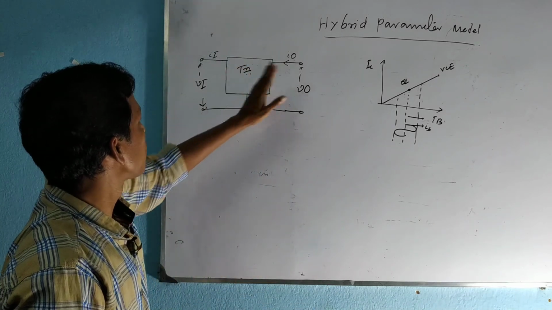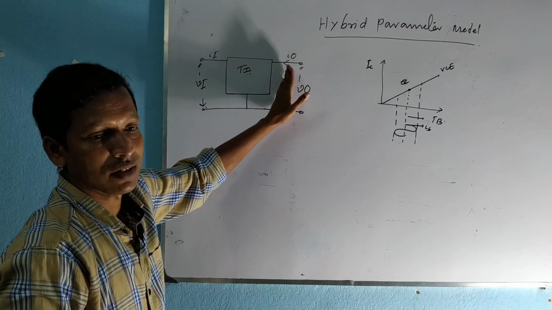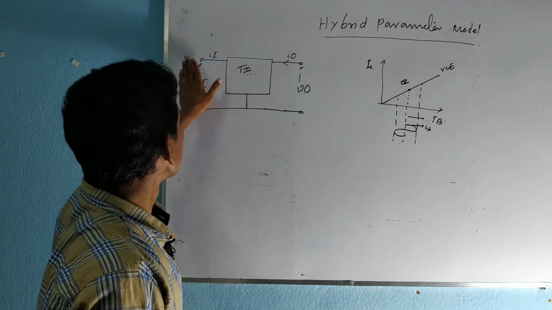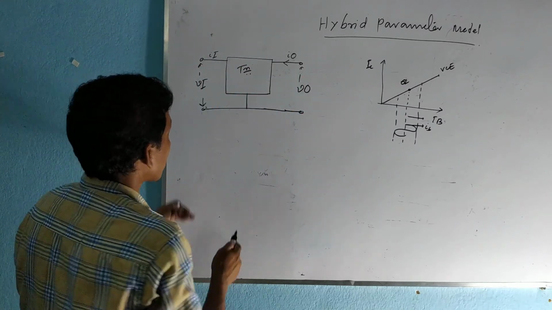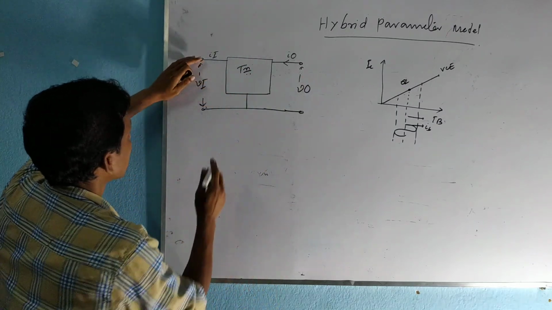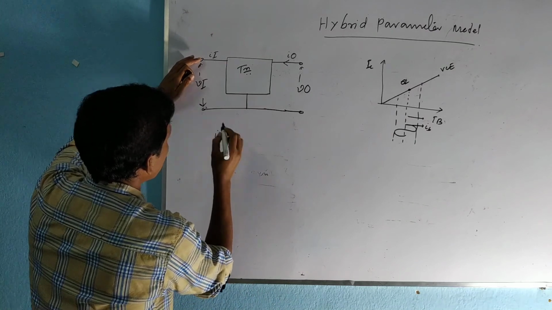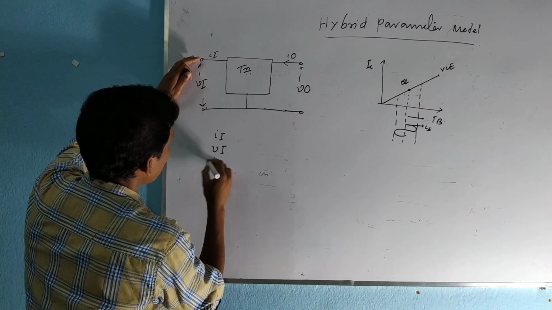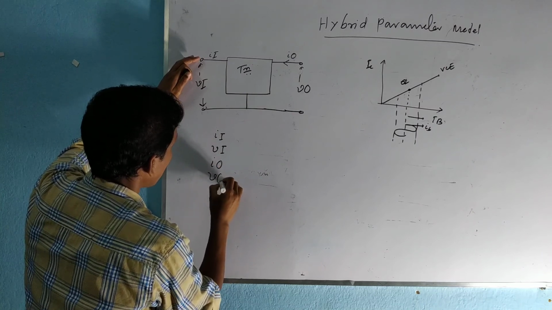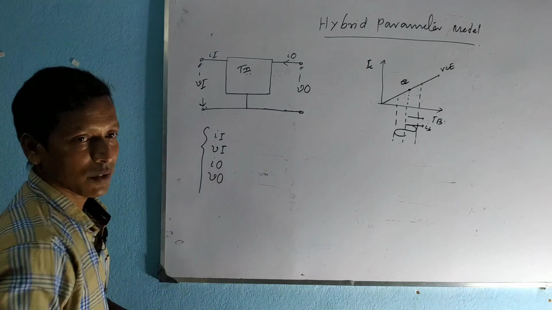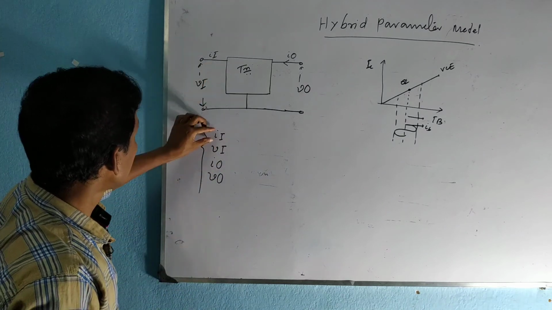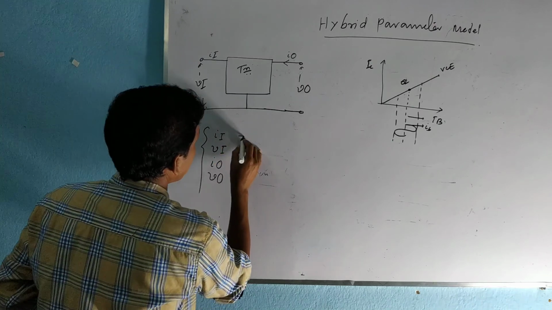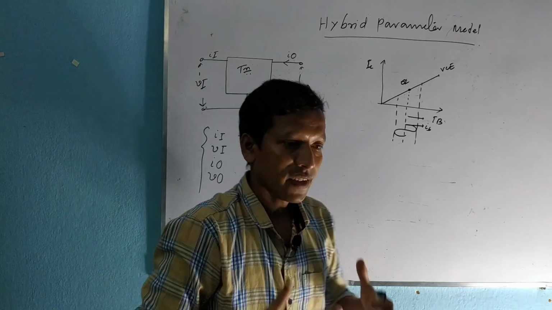Okay, and there are two loops. This is the input loop and this is the output loop, and the terminal behaviors of the circuit are characterized by four parameters. This is input current, this is input voltage, this is output current, and this is output voltage. There are four parameters. Okay, actually this is the instantaneous input current. Instantaneous input current means there are both AC value and DC value.